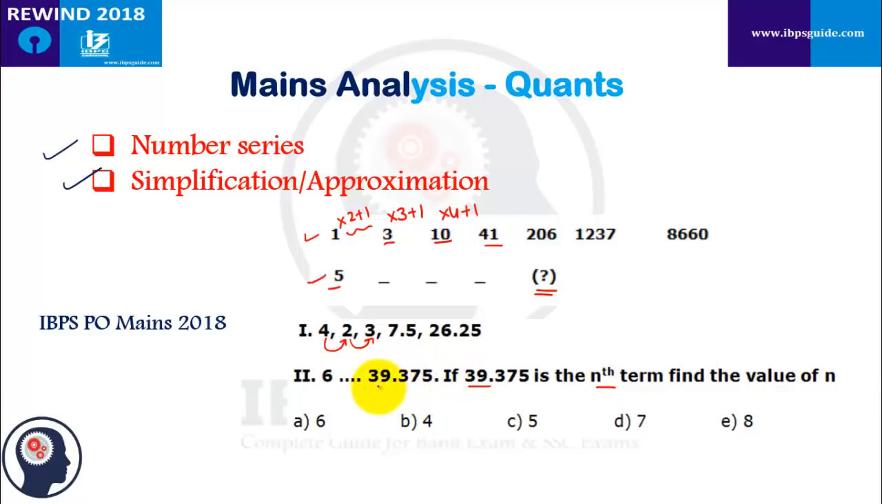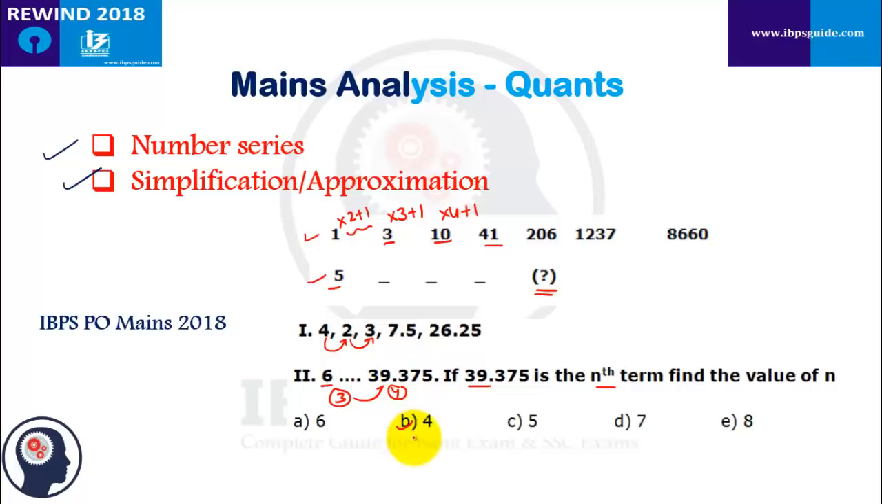So what is the nth term? Suppose in between from 6 to 39.37 there will be 3 terms. Okay, according to the logic of statement 1, now three numbers will be there. So this 39.37 will be the 4th term. So my answer will be 4.